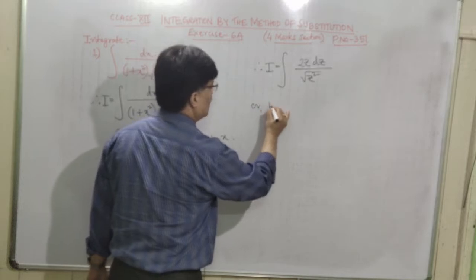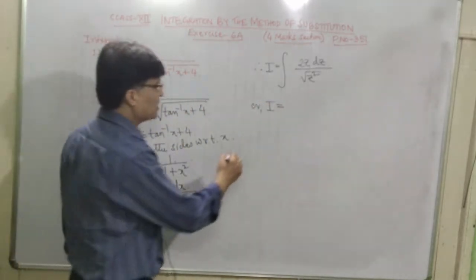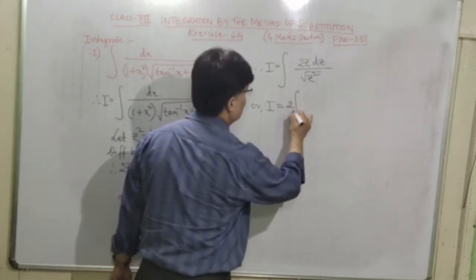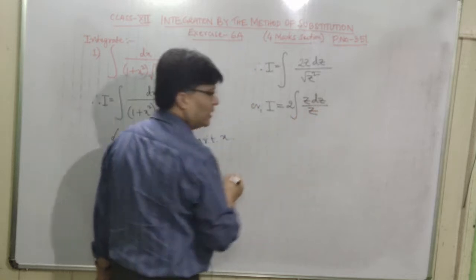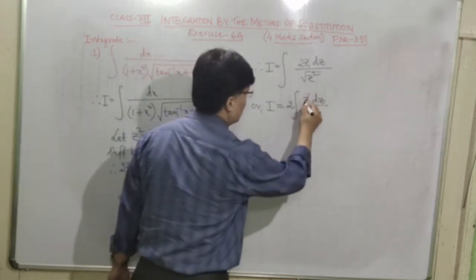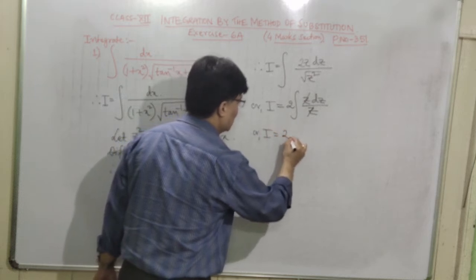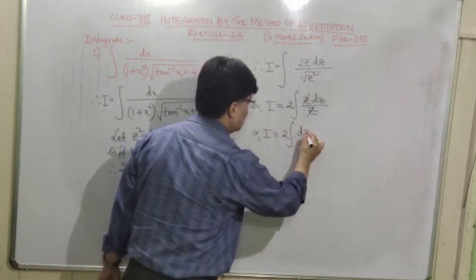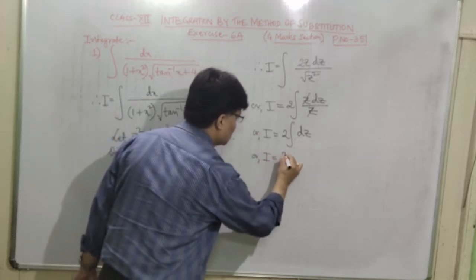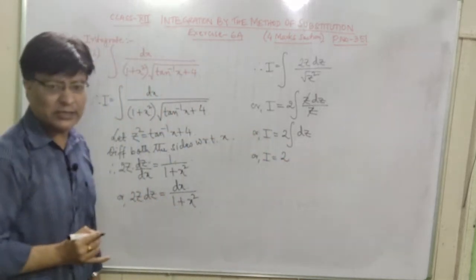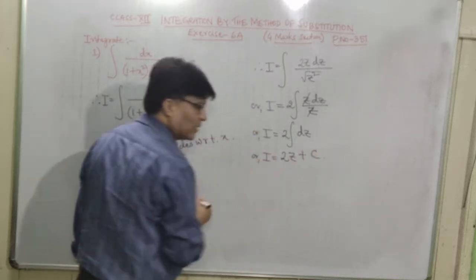So I is equal to, now here 2 is constant, you can take it outside. So this is 2 integral z dz divided by, what is root over z square? It is z. So here you can cancel this, z gets cancelled, or I is equal to 2 integral dz, or I is equal to 2, what is integration dz? That is z, and you have to write plus c also.